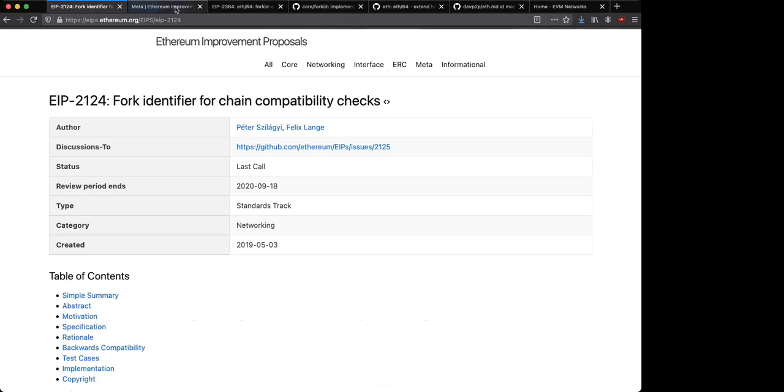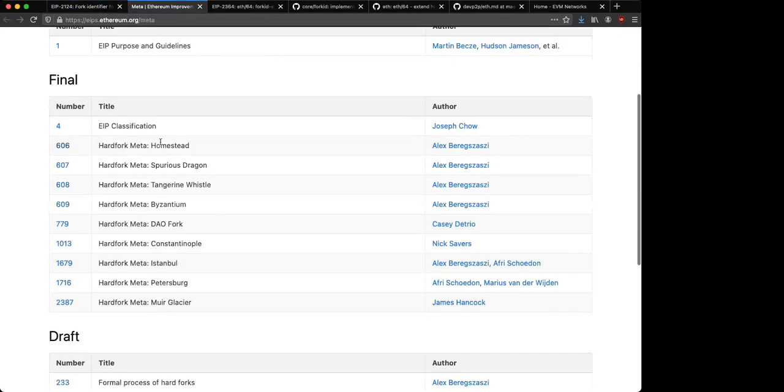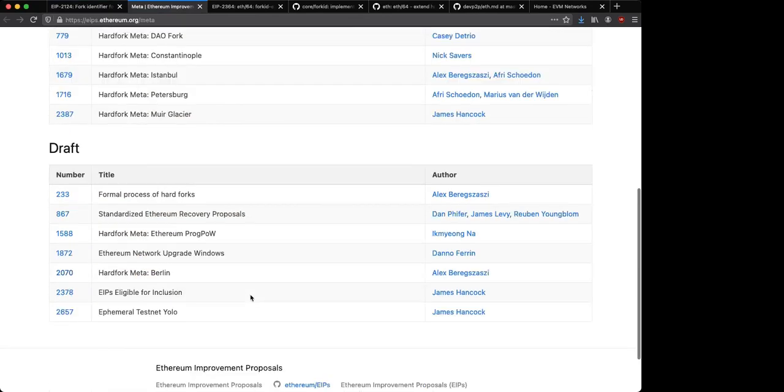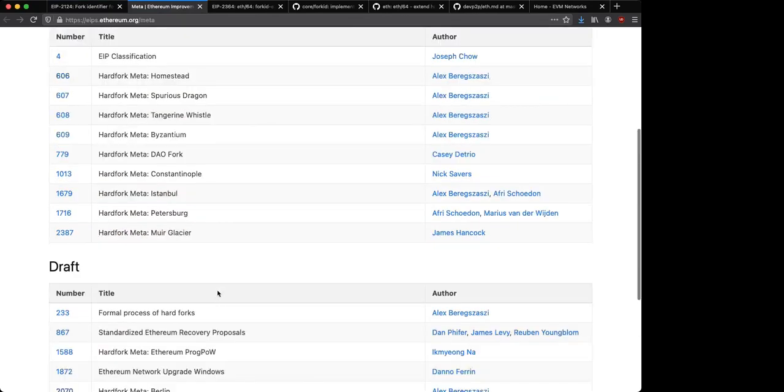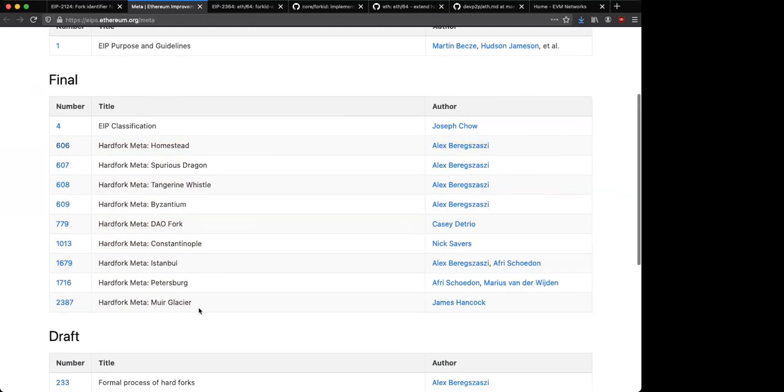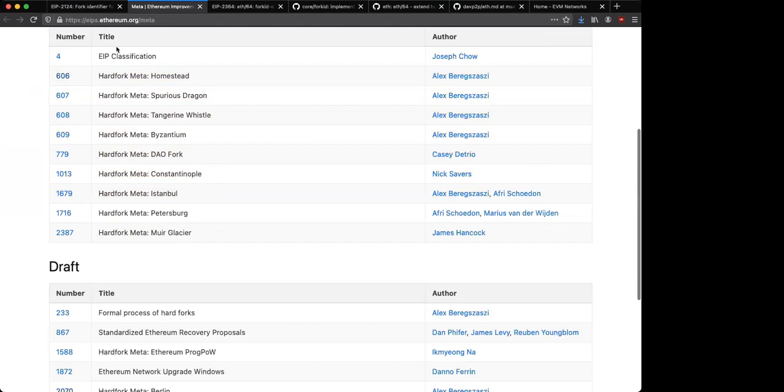So when you are syncing, you will go through the Homestead fork, Spurious Dragon fork, Tangerine Whistle fork, Byzantium fork, DAO fork, Constantinople fork, Istanbul fork, Petersburg fork, Muir Glacier fork, Berlin fork, all of these forks. At some point they will all happen during the sync, you know? Yep, that makes sense. And then each time it happens, the local fork hash will be updated.